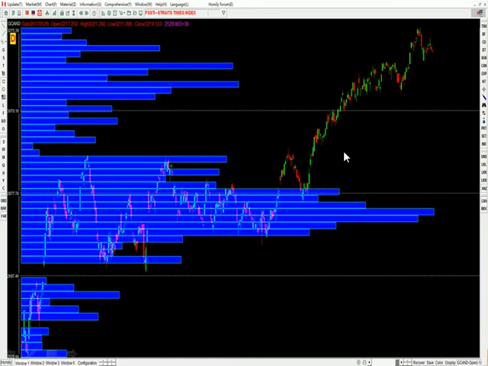Then we can see these days that there are no chips, which means if you see the price go up, there's no resistance. So we can see the price continue to go up. And where is the support and resistance? So here is the support. Here is another support.